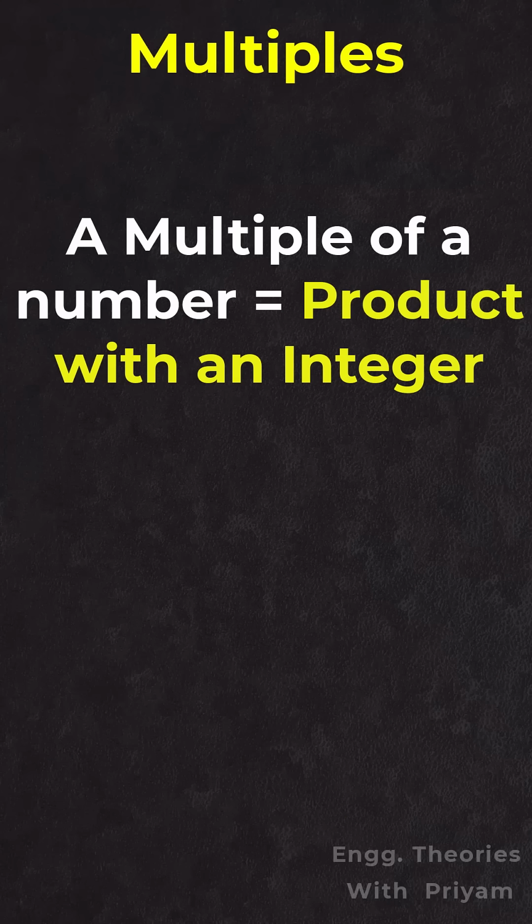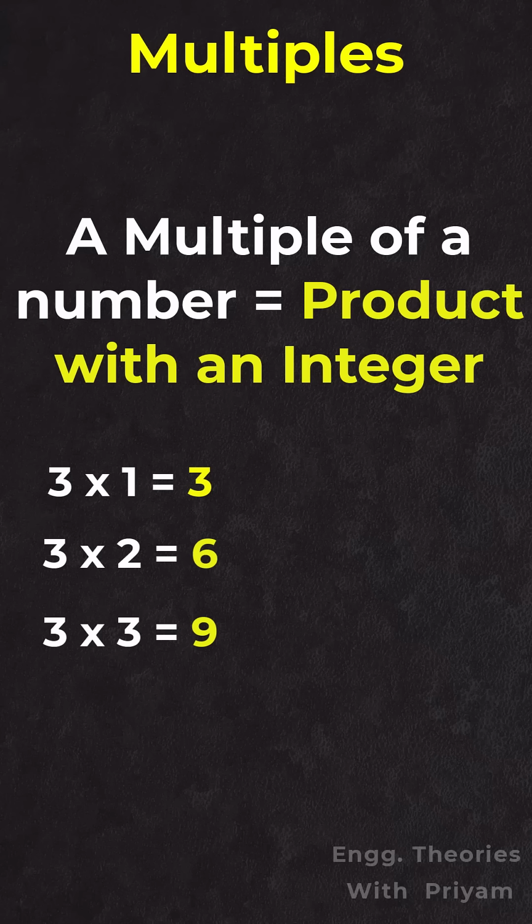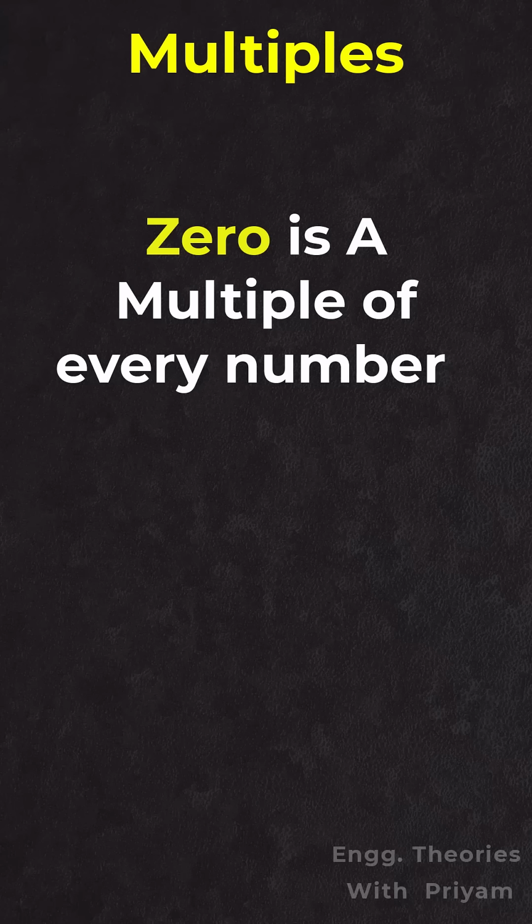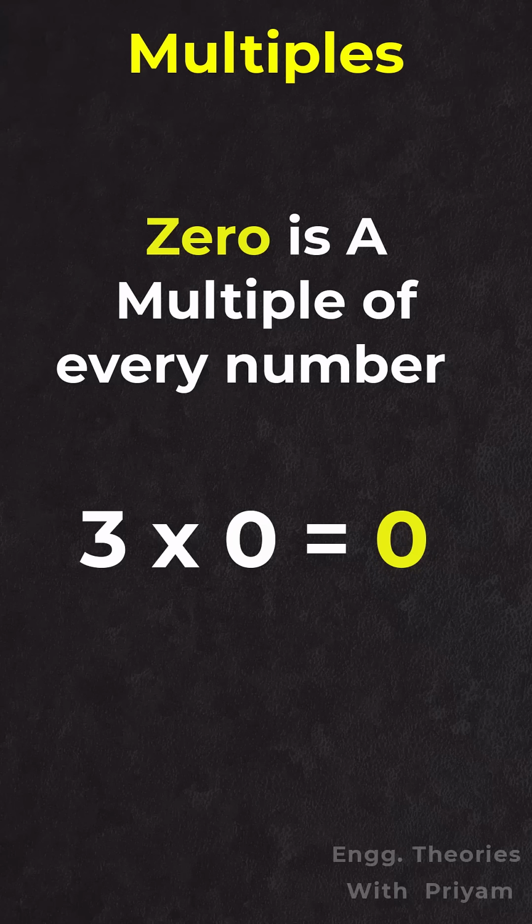Some key points about multiples are: a multiple of a number is its product with an integer. Example, multiples of 3 are 3 times 1, which is 3, 3 times 2, which is 6, 3 times 3, which is 9, and so on. 0 is a multiple of every number. 3 times 0 is 0, so 0 is a multiple of 3.